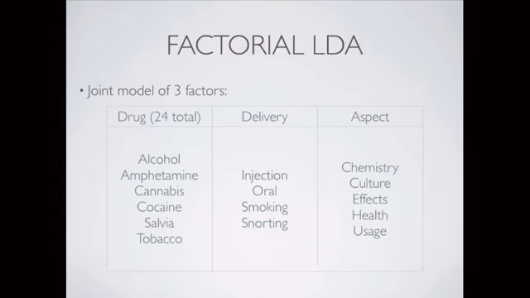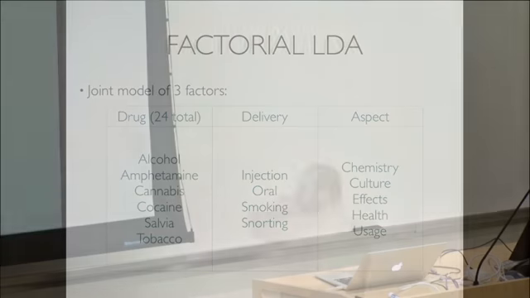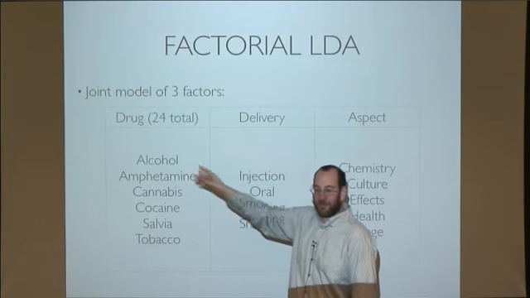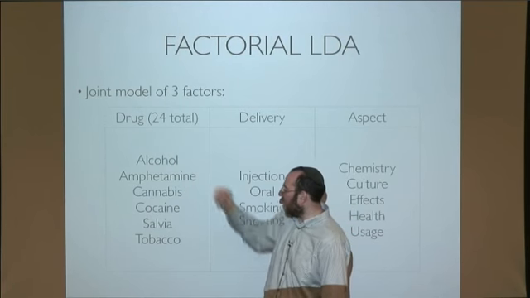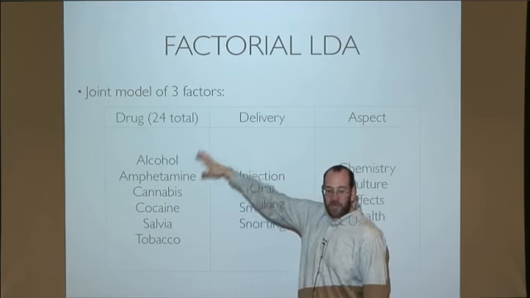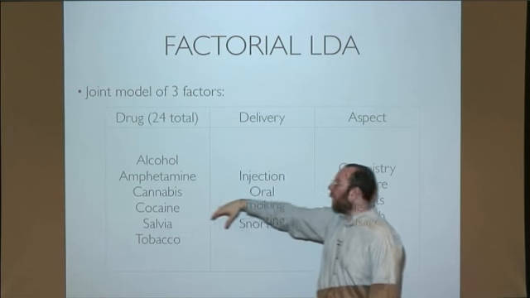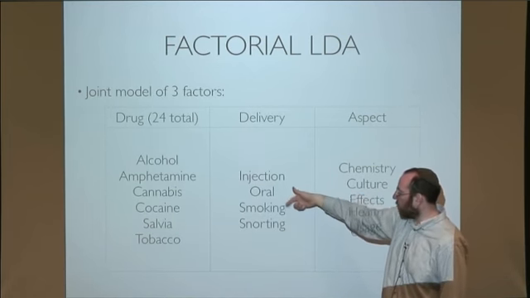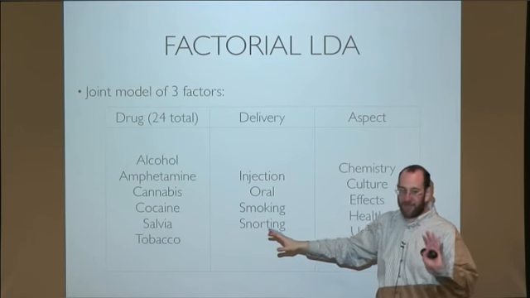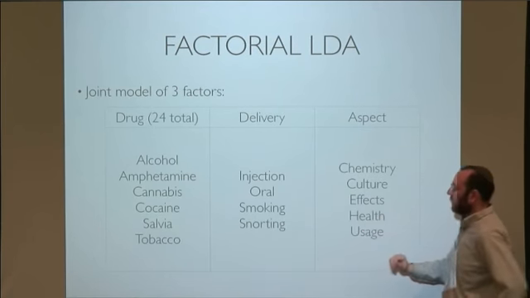So we looked at a 3-factored model for this data set. We had 24 drugs. You see, I could only name 4 offhand, but there are 24 in this data set, so tobacco, amphetamines, alcohol show up as well. So 24 drugs, that's one factor in our model. The second factor is the way it's delivered, and we just looked at injection, oral, smoking, and snorting. There are a lot of other ways to get drugs in your system that we didn't look at here.